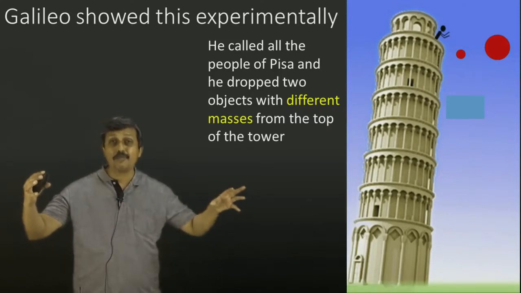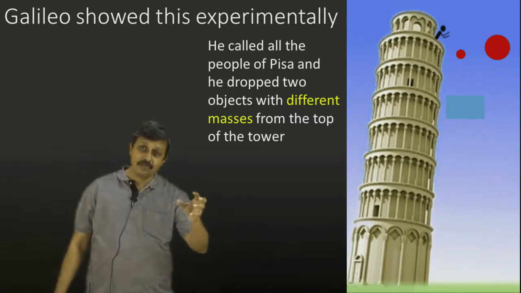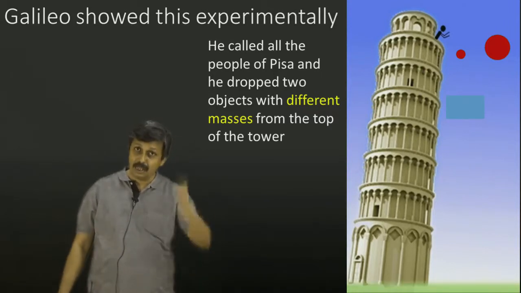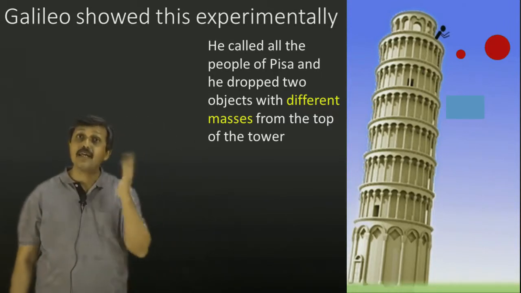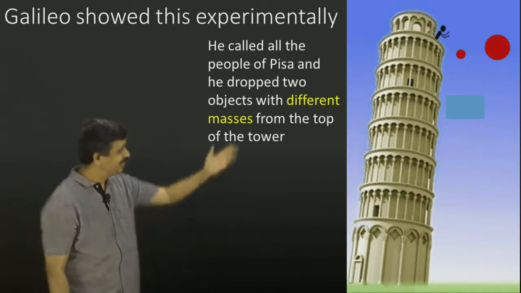Because people always believed that a higher mass will come faster towards Earth and a lower mass will come slowly towards Earth. Because Aristotle had said it, people had believed it. Galileo wanted to disprove it experimentally. So he just dropped them.